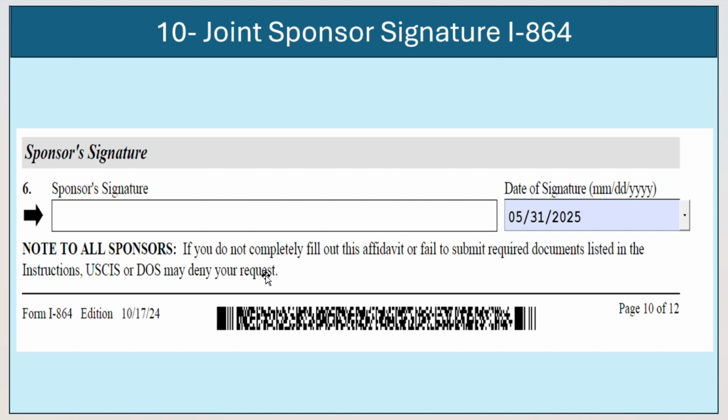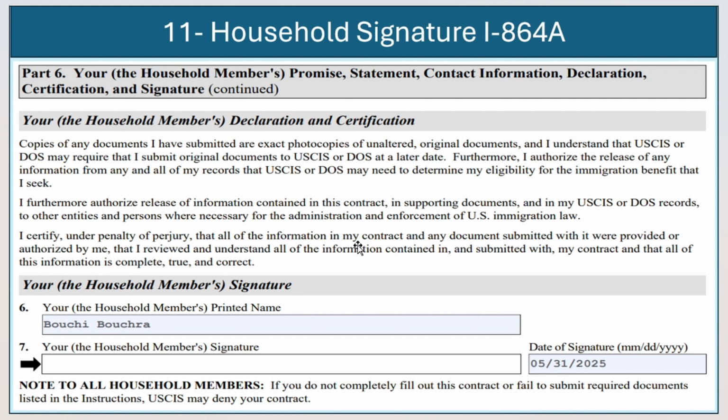Number 10, joint sponsor signature on I-864. In the same way, it must be signed with black ink. If it's signed with a different color, you initial it, or you put your full name, USCIS will reject your form. Number 11, the household member signature, which is the spouse of the joint sponsor. For I-864A, it must be signed as well with black ink. If the spouse initials it or puts the full name right here, I-864A will be rejected.